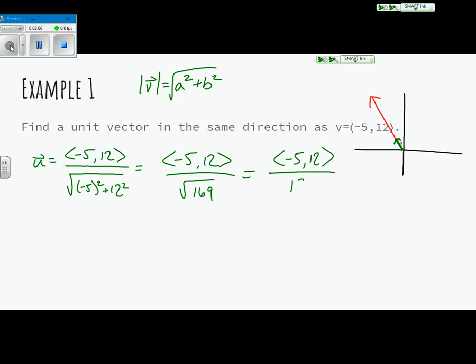I'd rather not see decimals on this, so simplified square root would be the best, and then we can go from there. Now, from here, this is just a scalar multiplication from the last video. If you don't believe me, how about now? Dividing something by 13 is the same as if I distribute 1/13 through. And so that's going to give me the vector <-5/13, 12/13>. And that is this little bitty green vector right here.